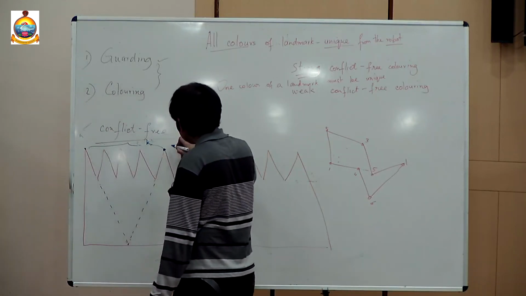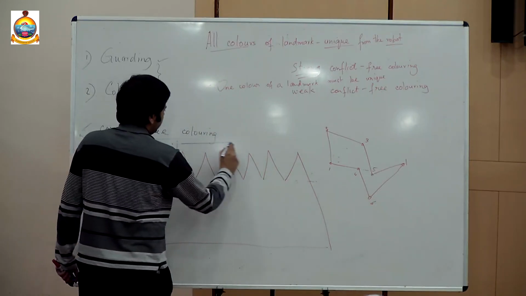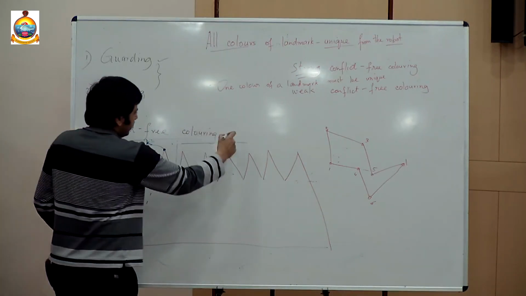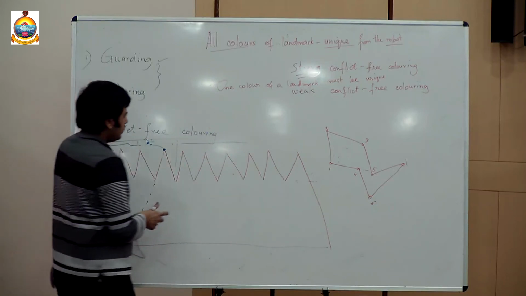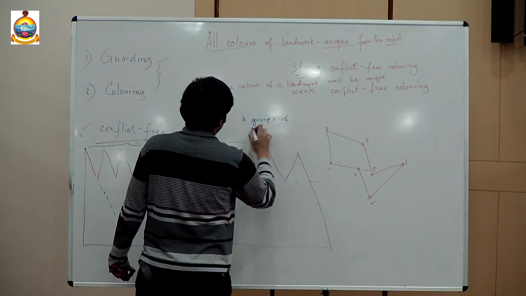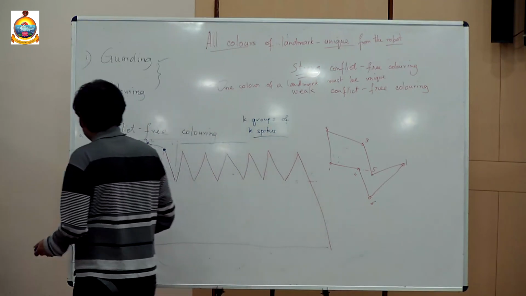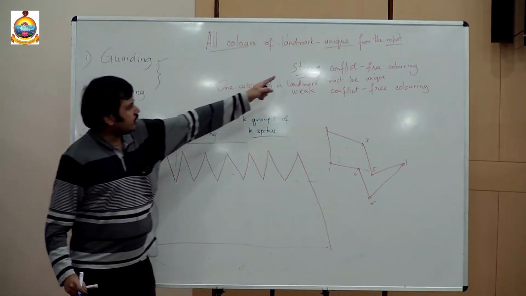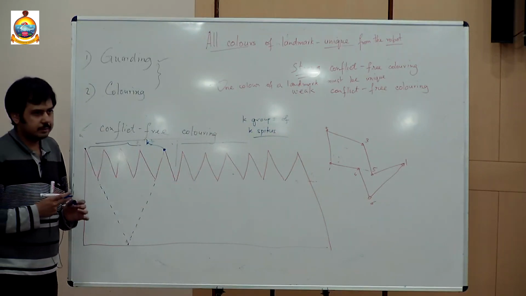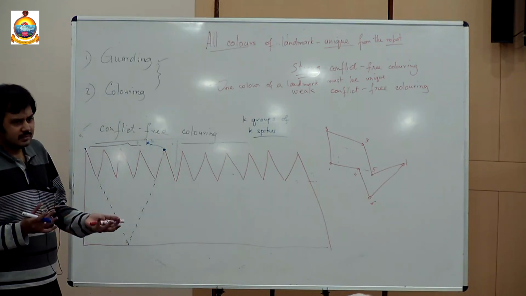And so there are k spikes. Suppose that there are a total of k groups of k spikes, continuous. So now the question is, we want to do a strong conflict free coloring of this polygon. How many colors do we require? Yes, k or k plus 1.